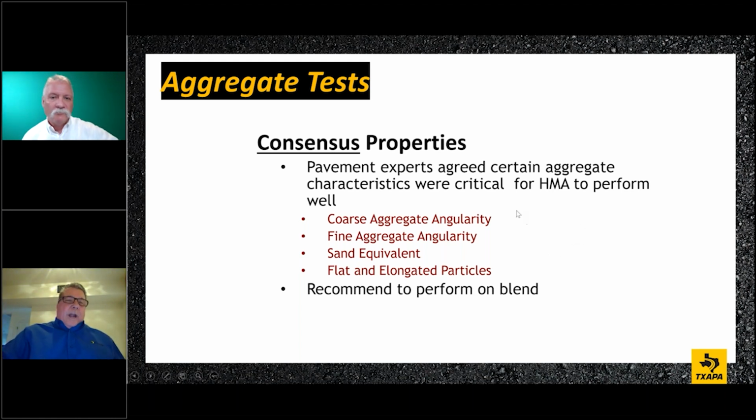So what we have with our aggregates is we have a consensus property. What that means is that paving experts all over the world agree on certain things that the aggregate has to have, okay, for it to be able to perform. We have to have coarse aggregate angularity. Okay, remember that slide back there that you looked at? Those aggregates were interlocked together, right?